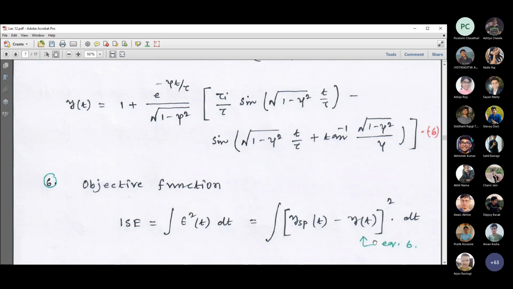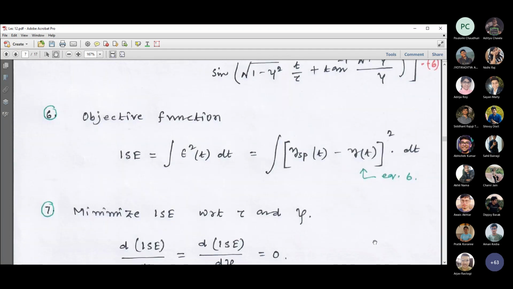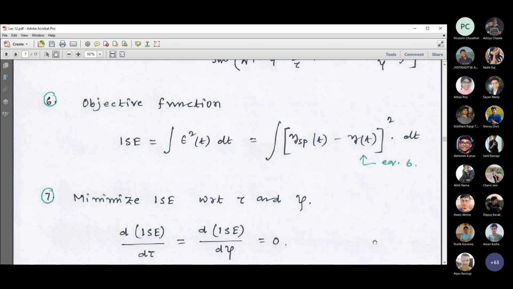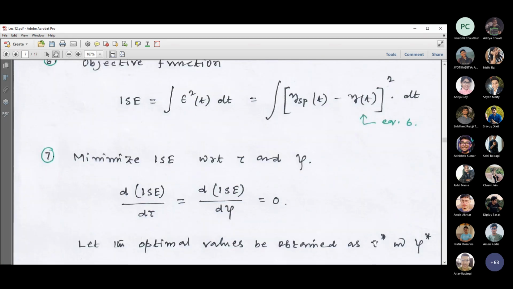So error means you know ysp minus y, and in place of y you substitute equation 6. Fine. Now minimize the IAC with respect to zeta and tau. So just let us write differential form with respect to tau as well as zeta and make them equal to 0.